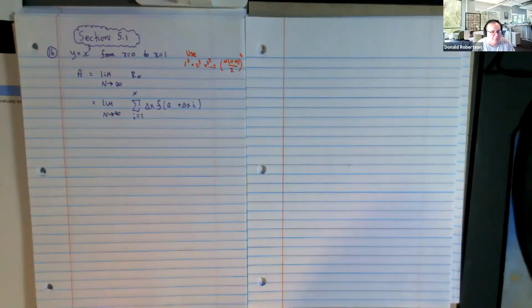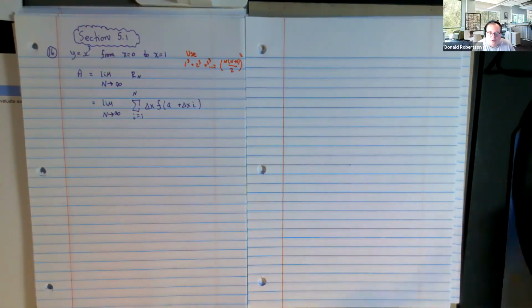Finishing up process, I think I promised you wouldn't like, so here goes. This is the last question from section 16. So we're going to be finding the exact value of the area under y equals x cubed from x equals 0 to x equals 1.